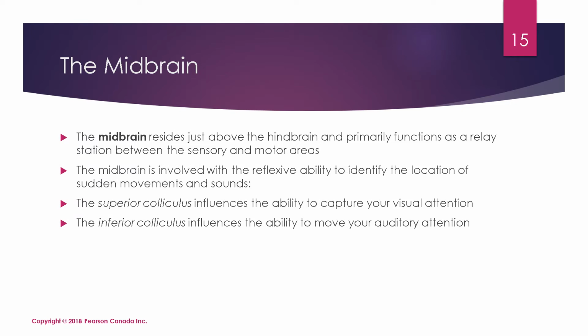Next, we have the midbrain. I'm not going to spend much time in this section. The midbrain is basically just above the hindbrain and within the middle of the forebrain almost in a way. It primarily functions as a relay station between the sensory and motor areas of the brain, sending signals back and forth to different brain areas. The midbrain is involved with the reflexive ability to identify the location of sudden movements and sounds. The superior colliculus influences the ability to capture your visual attention, whereas the inferior colliculus influences the ability to move your auditory attention. And that's pretty much all you need to know for those two.